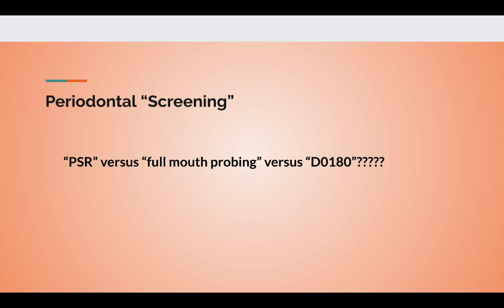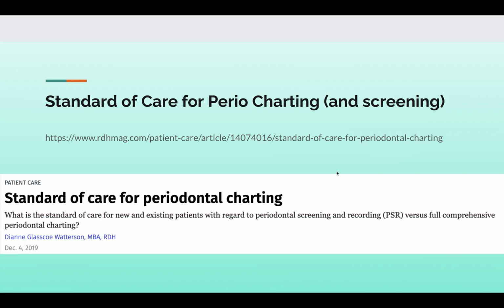So periodontal screening, what does it mean? PSR score, that's an acronym used to do almost like a quadrant assessment where you record the deepest pocket within each quadrant of the mouth. That's a tool used, but it's not necessarily something that should be used to replace a full mouth probing. We're going to go over this in more detail. So screening via PSR, screening versus full mouth probing, or screening versus D180.